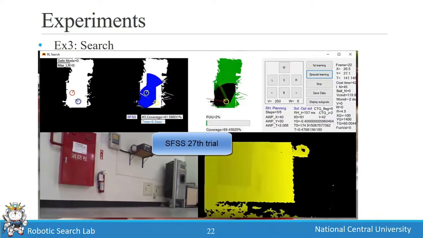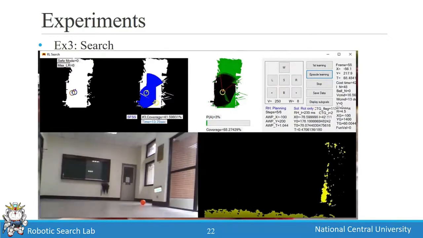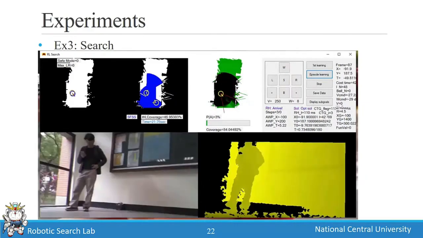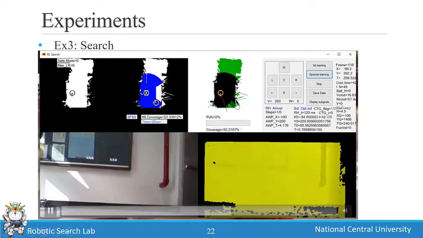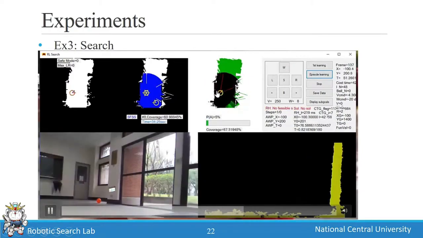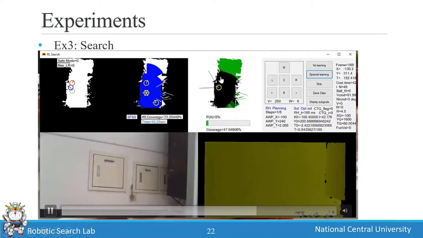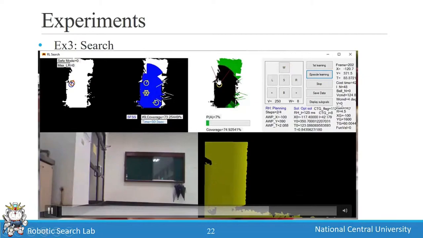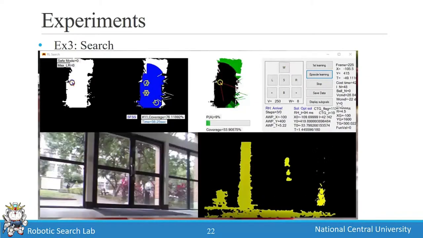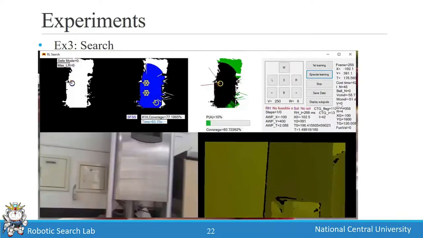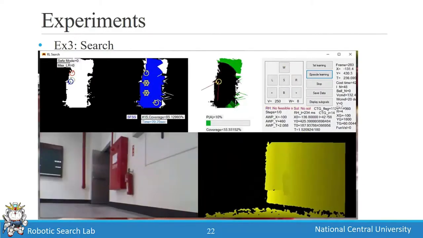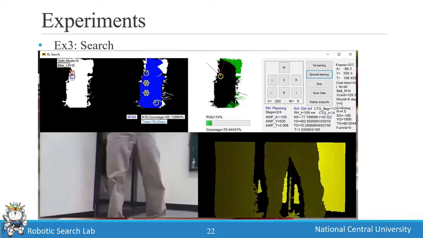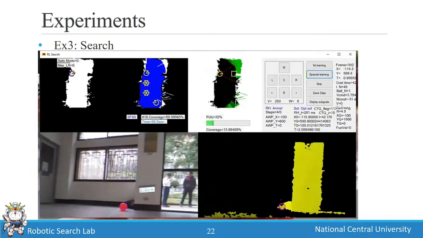And this is FSS without an initial Fourier coefficient, so it takes more time to learn the environment. We can find the robot does not just move forward. It moves to the left-hand side, then moves up, then moves around, trying to cover the environment, and keeps moving forward. Finally it detects the target. So in this experiment, we can find that if we have a better initial Fourier coefficient, the SFSS algorithm can learn the coverage function better.